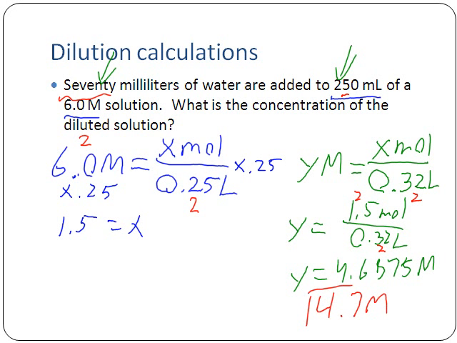solution. And so by adding our 70 milliliters of water to our 250 milliliters of a 6 molar solution, we end up with quite simply just a 4.7 molar solution.